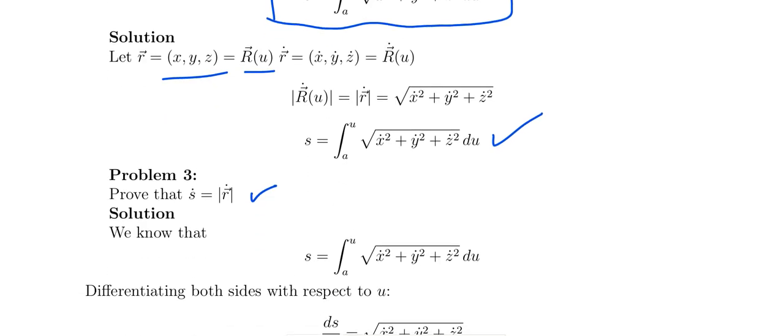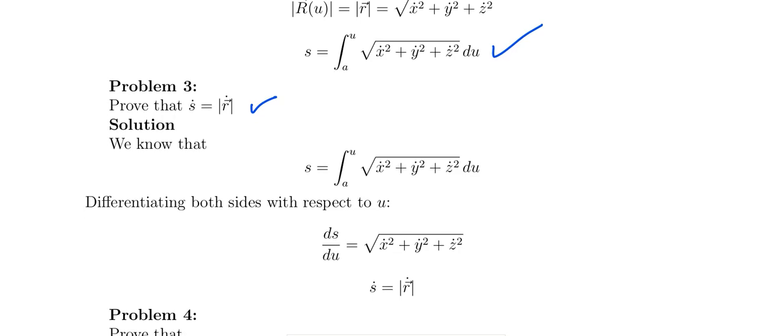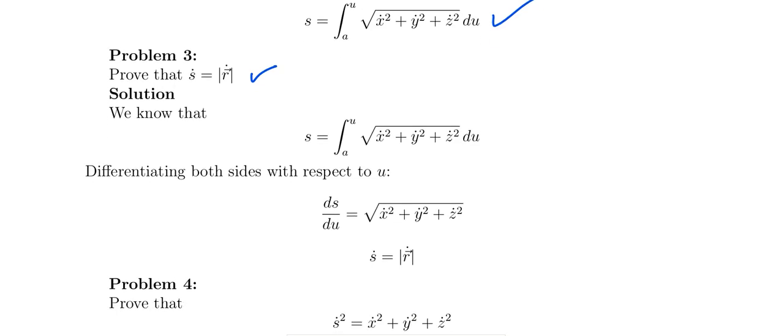S என்றது நமக்கு தெரியும். இதை differentiate both side with respect to u பண்ணீங்கன்னா ds by du, that is called s dot. ds by du னா என்ன ஆகும்? இங்க integrate with respect to u பண்ணணும். நாம ds by du னா differentiate with respect to u பண்ணும்போது integral போயிடும். Okay, then we get the root of x dot square, y dot square, z dot square. This is nothing but mod of r dot. That is one of the results.